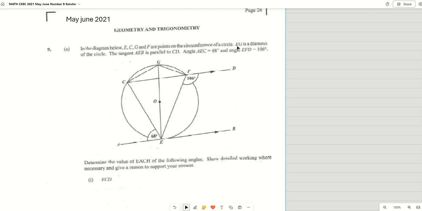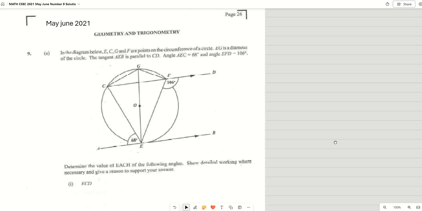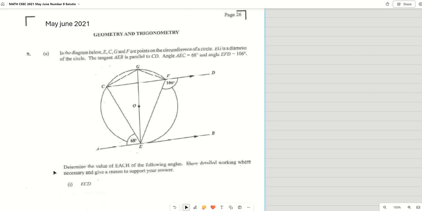EG, that's this line here, is a diameter of the circle. The tangent AEB, this line here, is parallel to CDB. Angle AEC, this angle here, is 68, and angle EFD, this angle here, is 106. Determine the value of each of the following angles. Show detailed working when necessary and give a reason to support your answer.